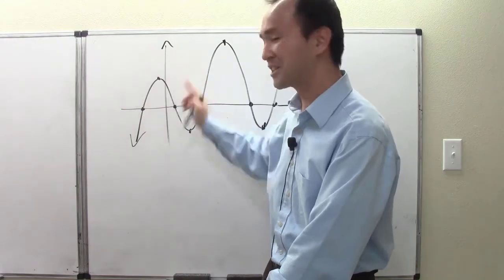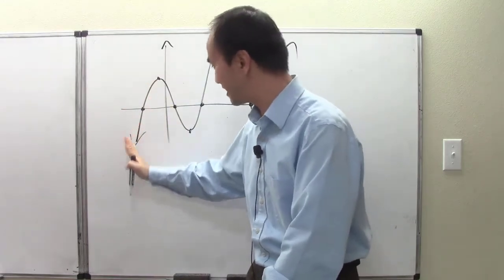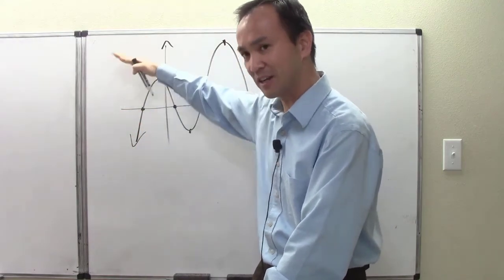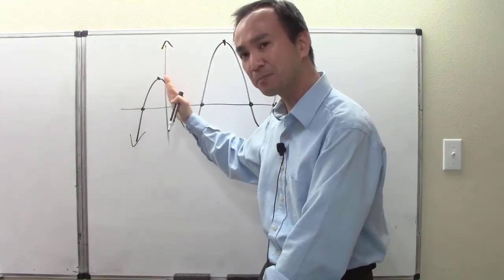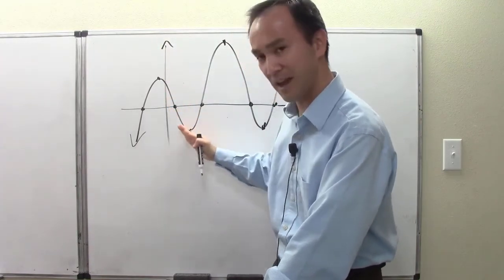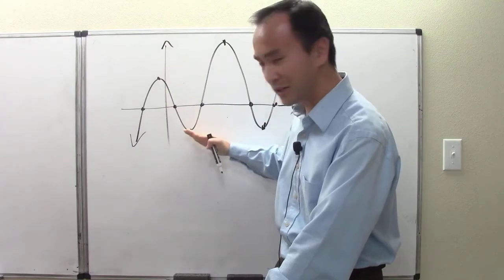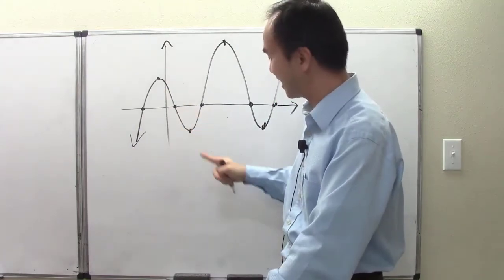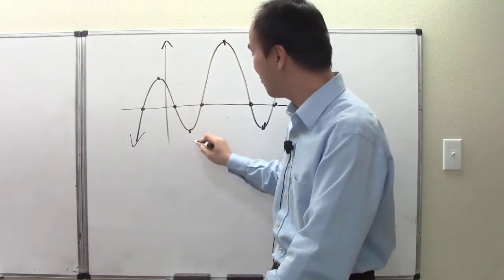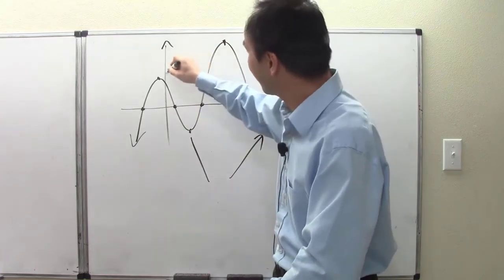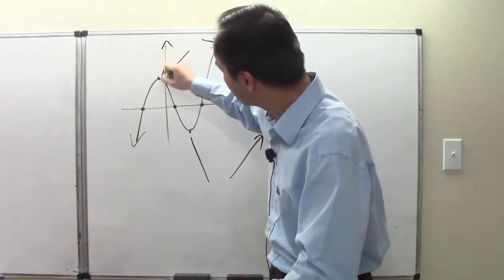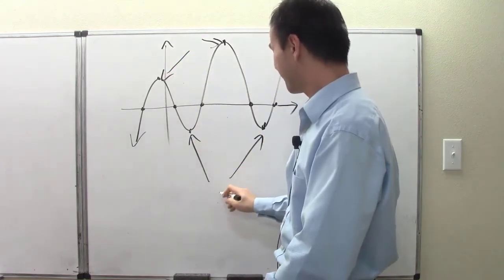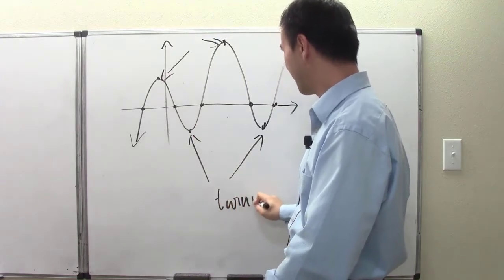The graph makes a turn so that it crosses through an intercept, and it makes a turn to hit back and cross through the x-axis again, the horizontal axis again, and make turns again. So now, we call all of these points right here turning points.